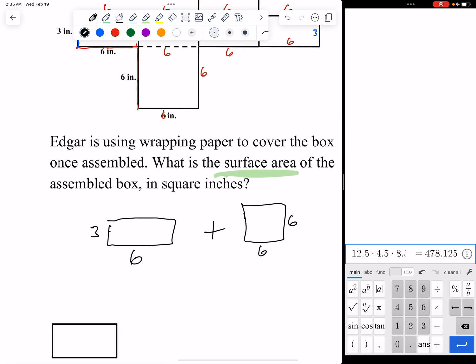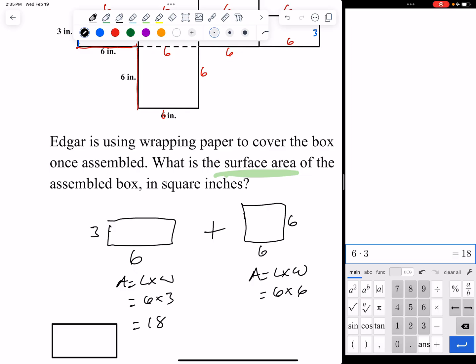So remember that the area is just length times width, which is 6 times 3, which is 18. I'm going to double check. 6 times 3. Yes, it's 18. On the other side, area is length times width, which is 6 times 6, and that should be 36. Let me confirm. Not 6 times 3. Delete. 6 times 6. Yes, 36.